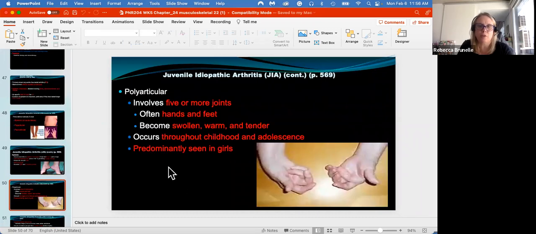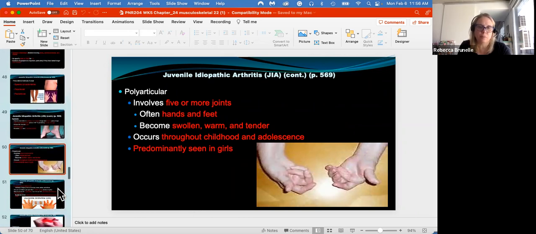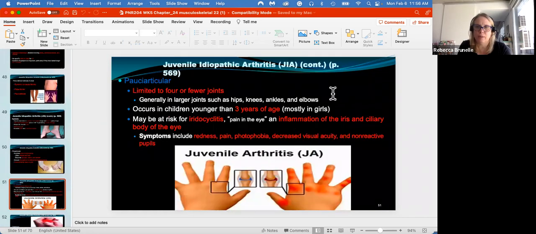And this is what I was telling you, that the polyarticular is more than 5 joints. This is showing hands and feet swollen and tender, and you see it more often in girls. And then if it's pauciarticular, then fewer joints are involved. In the pauciarticular, you're more likely to see problems with the eye, where they have pain in the eye or inflammation of the iris.